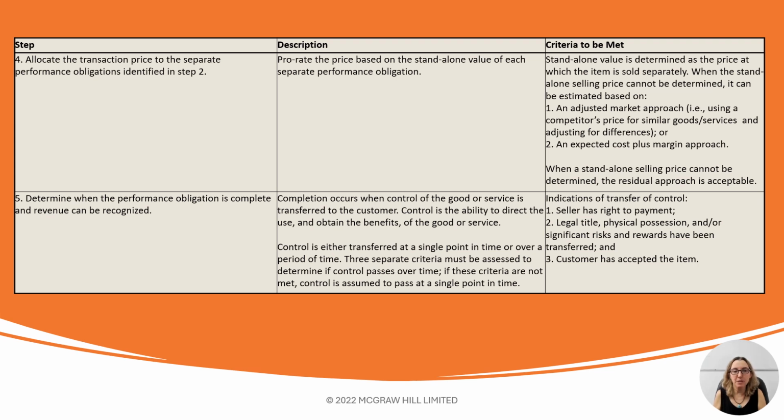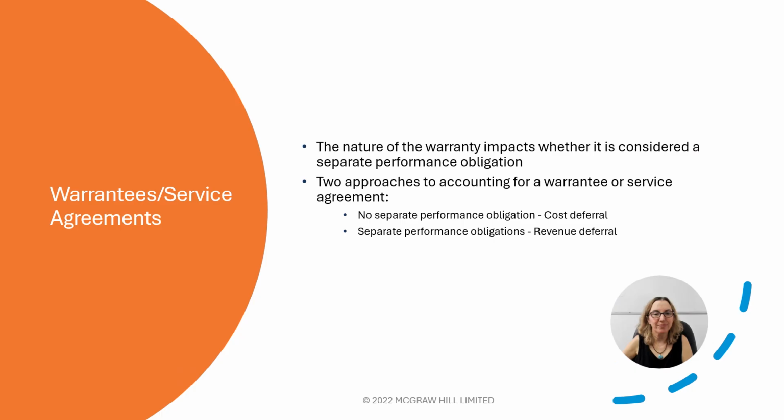So again, reading the textbook will give you a little more detail on this. So, indications of transfer of control. Number 1, the seller has the right to payment. Number 2, legal title, physical possession, and/or significant risks and rewards have transferred. And 3, the customer has accepted the item.